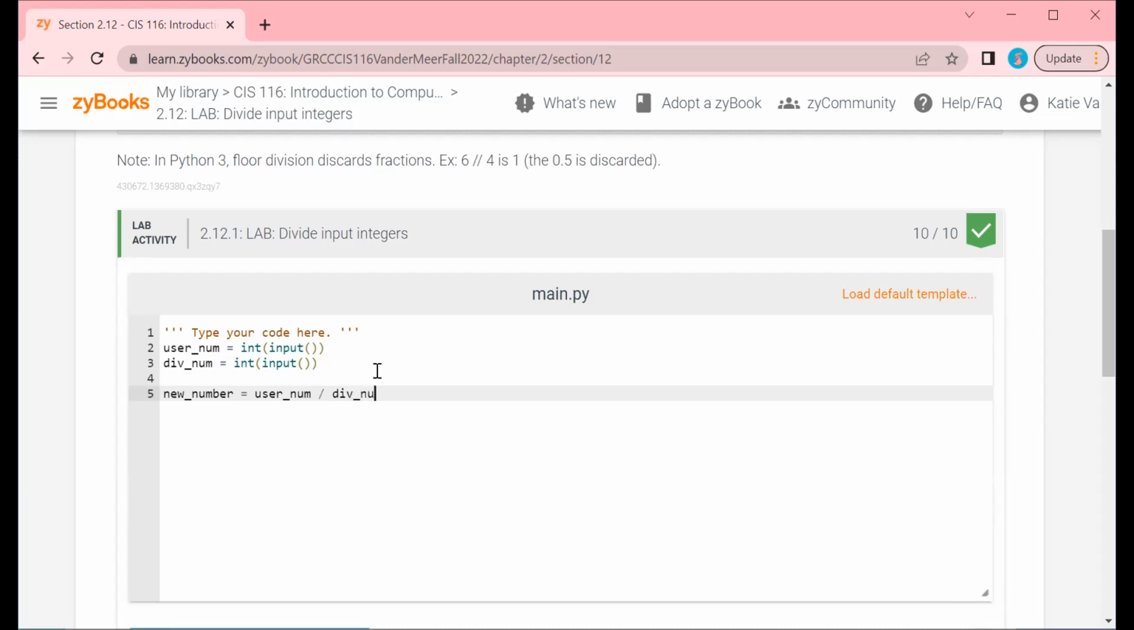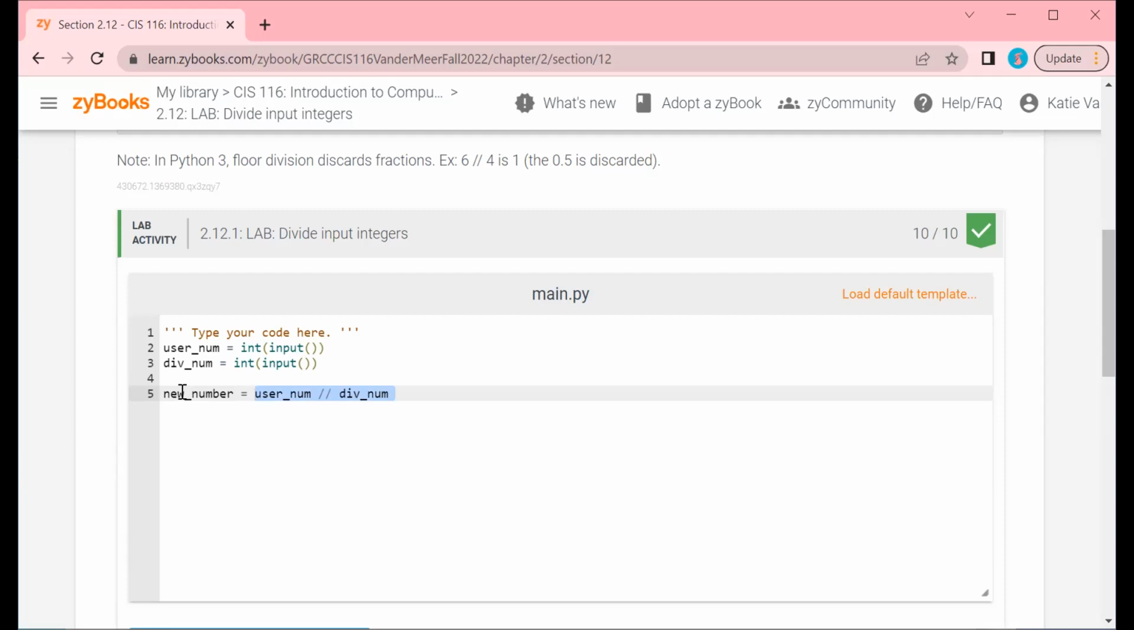I can see that. You would wonder, okay, what do I do next? It says user num divided by division number using the floor division, so I'm going to put floor division. The expression part, right here, is kind of explained, but it doesn't tell you what variable name to store it into. You just have to do that.